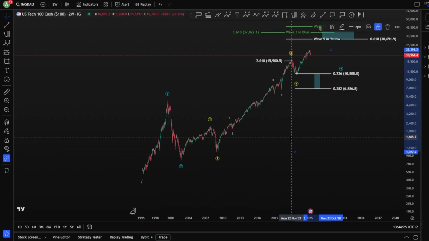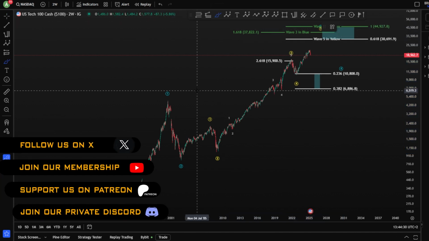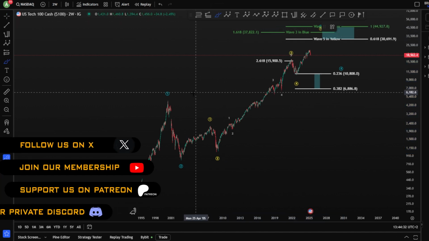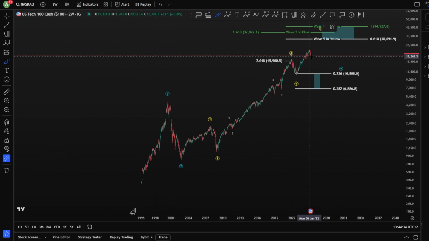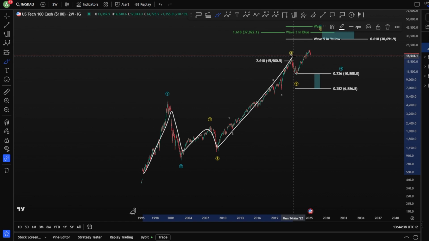Hello everyone, welcome to a new video for NASDAQ price prediction based on Elliott wave analysis, starting on the 2 weeks chart here for the all-time history to see where we are in NASDAQ and where we are heading. We have a double 1-2 here in the yellow to finish a wave 3.